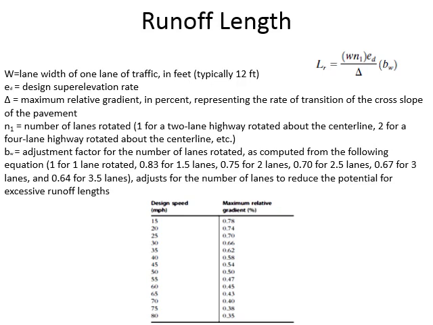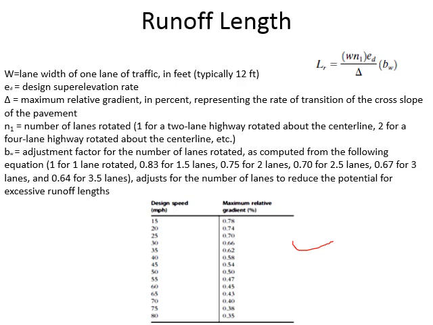We have delta here, which is the maximum relative gradient, the change in gradient happening on the spiral curve. For that we have a table here. We have n here. n means the number of lanes. So how many lanes are rotated? Rotated means how many lanes you are changing the cross-section slope.